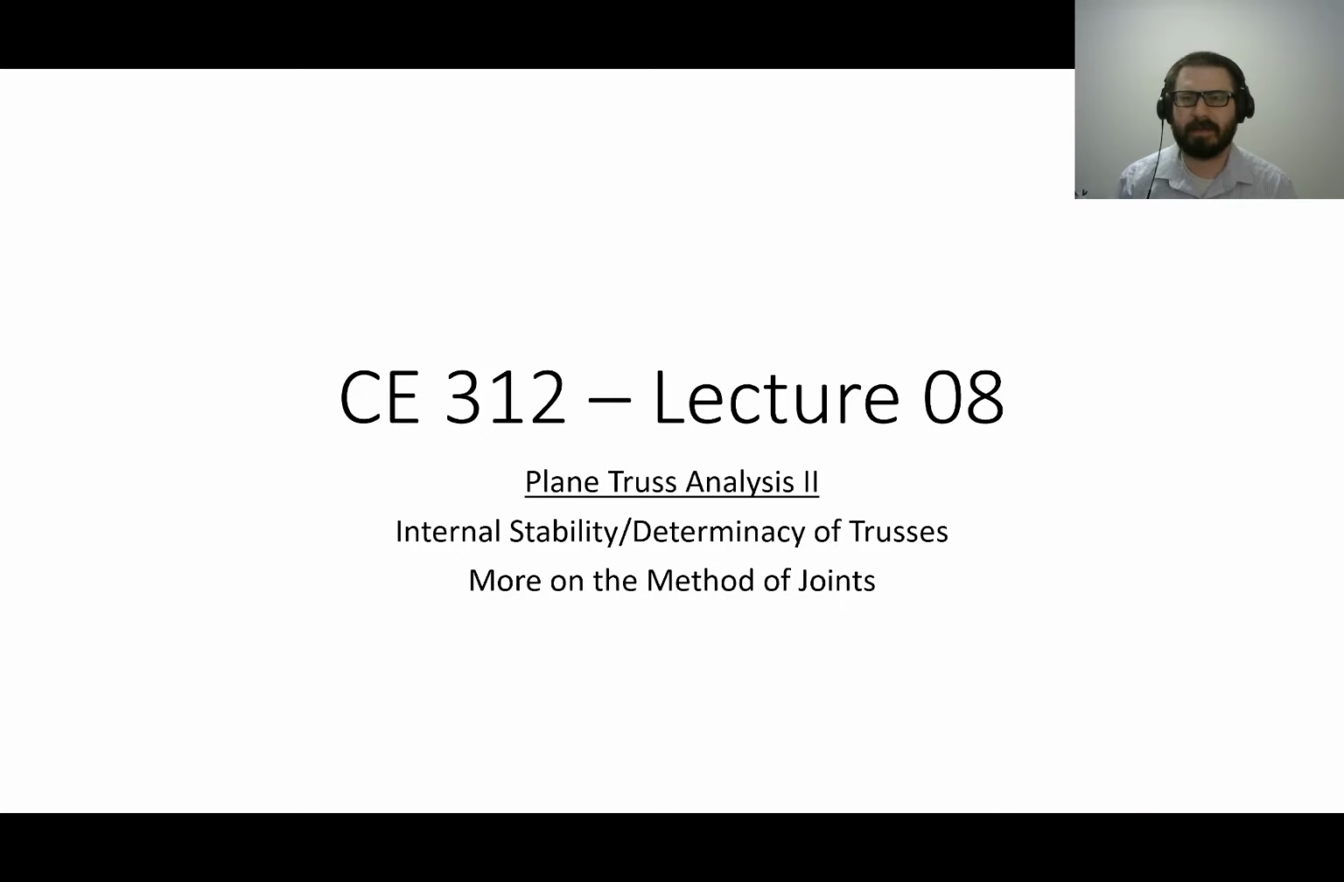All right, so this is going to be lecture 8 that we're pre-recording. This is our second lecture on truss analysis. What we're going to be doing is continuing our discussion on the method of joints. In this lecture, we're going to do a truss analysis of a structure where the members have different slope ratios, as opposed to the previous one where all the diagonals were at the same slope ratio.